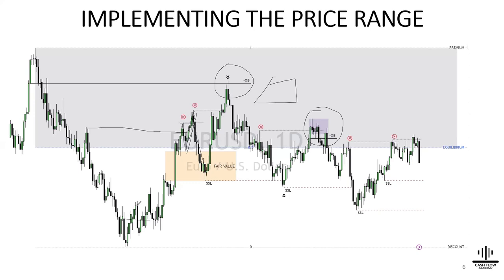So you can see bullish order blocks here. They should hold at a discount. Why? Bearish order blocks should hold at a premium. So we can see it here. You can see bearish order blocks holding at these 2 points.